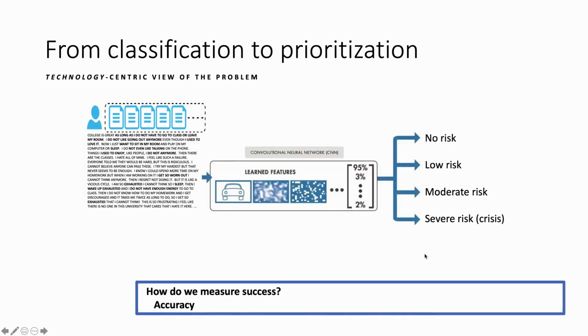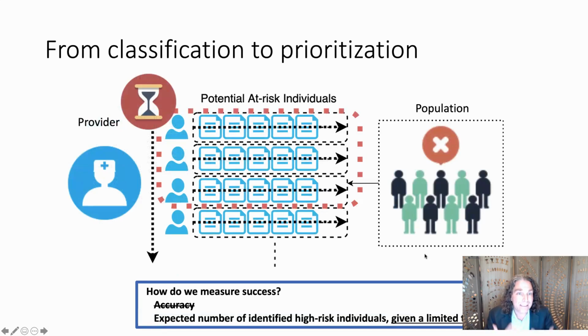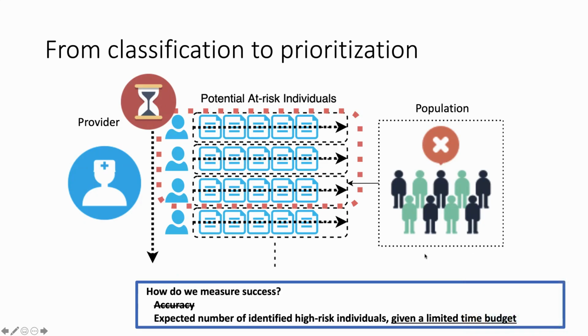So again, the technology view of the problem is this labeling thing, and we measure success using accuracy kinds of measures. But from a population level, one perspective on what you need to think about is that it's not about performance in the machine learning sense. It's about how many high-risk individuals you can identify given a limited time budget.